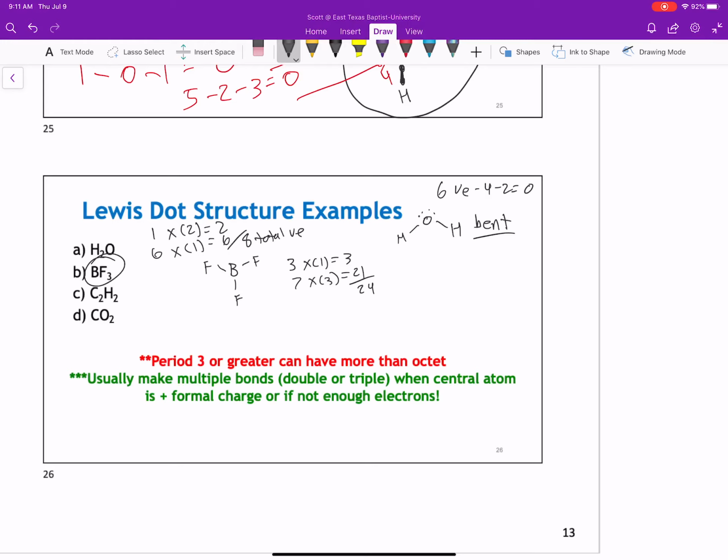And so now I've positioned. So next you want to ask yourself, in this particular structure that I just put a box around, does it have an octet around every fluorine? And the answer is no. And so let's make it. So each one has 2 already. 3, 4, 5, 6, 7, 8.